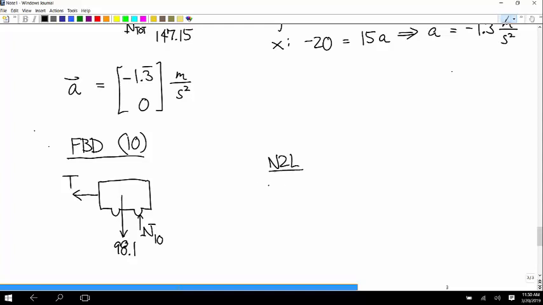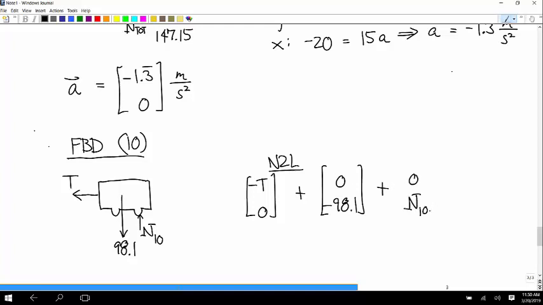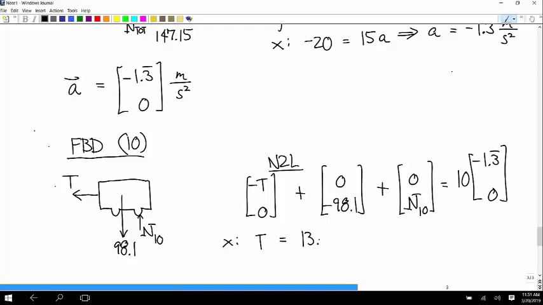Okay, so Newton's second law says negative T, 0 plus 0, negative 98.1 plus 0, N10 is equal to 10 times the acceleration vector. And so the x equation here says T is equal to 13.3 repeating newtons.